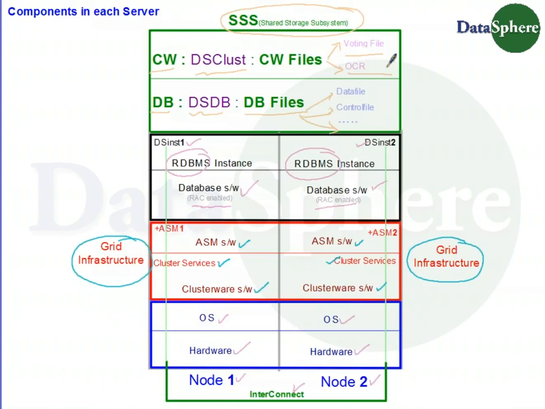Now, who is going to use these files which are in shared storage, whether database files or clusterware files? They are used by clusterware and database instances. Whenever they have to be used by cluster services, we have two ways of using them. One is without depending on ASM. They can use a cluster file system and interact with the clusterware files.